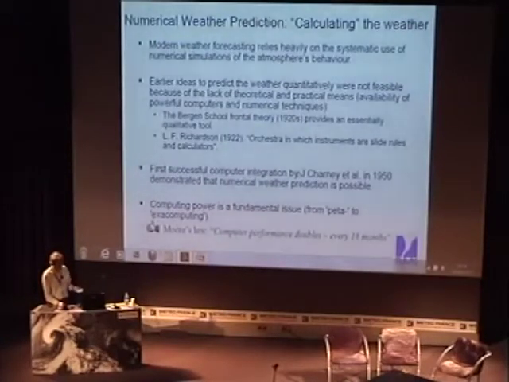Of course, it was far too slow to keep pace with the weather, and it was also a methodology prone to human errors. What one had before the advent of powerful computers and numerical techniques was models of a more qualitative nature, like the model of the Bergen School.